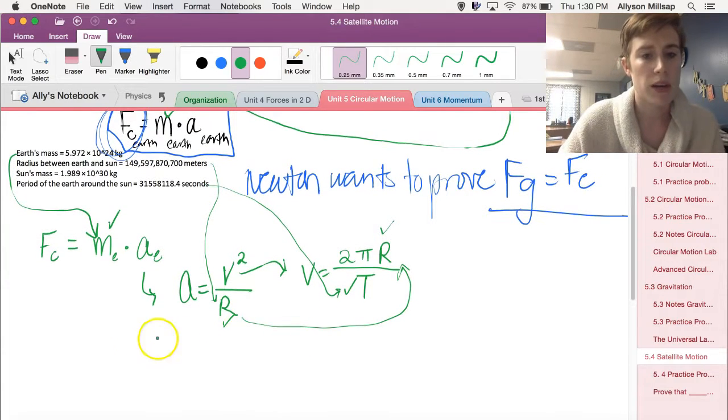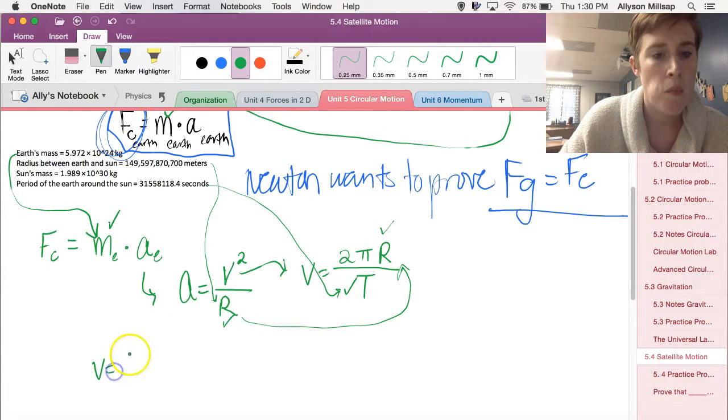So we're going to start by doing velocity. So 2 times 3.14 times our radius, which is 1,000. Well, it's not 1,000. It's this really long number.